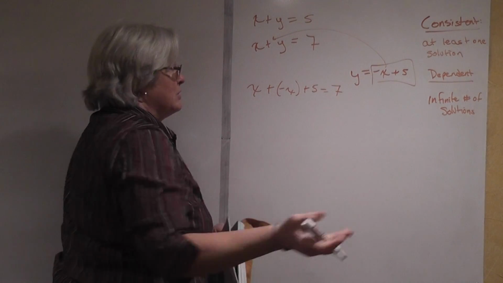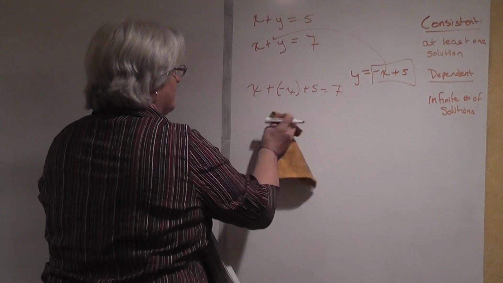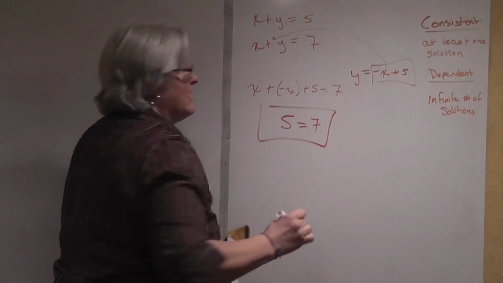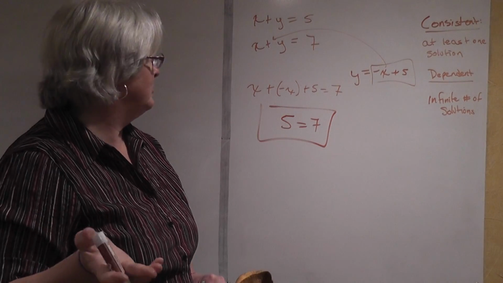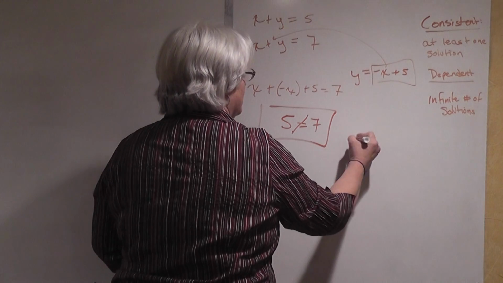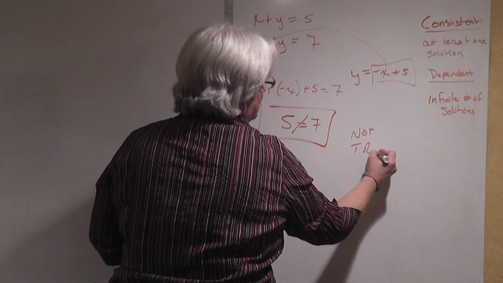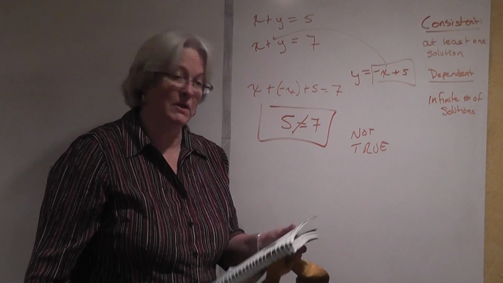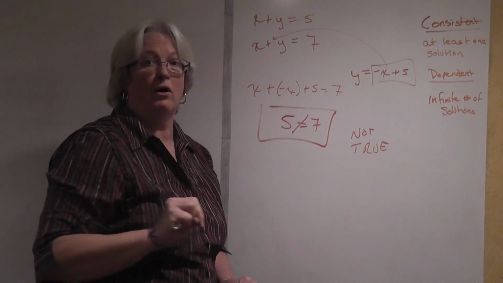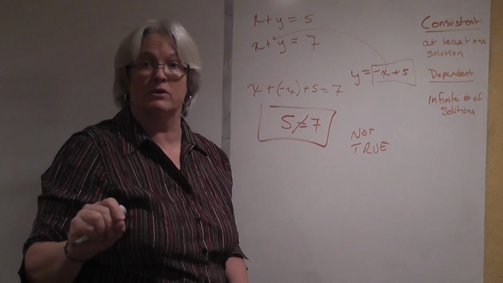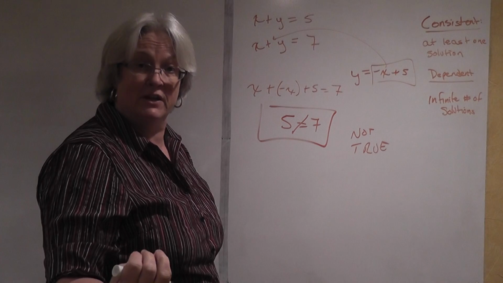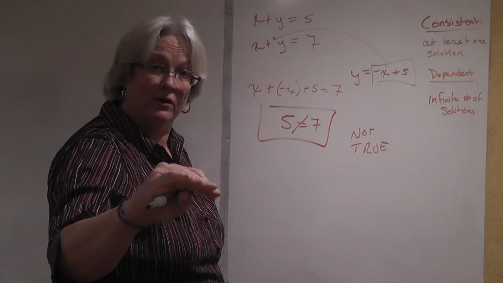x plus the opposite of x, it goes away. I end up with 5 is equal to 7. And I don't know about y'all out there in TV land, but the land that I live in, 5 is not equal to 7. So I have ended up with something that is not true. What does that mean? Well, what that means is that you have two equations here that are inconsistent, meaning that there is no solution to them. So if there's no solution, according to the definitions that we've had, those lines have to be parallel, right?